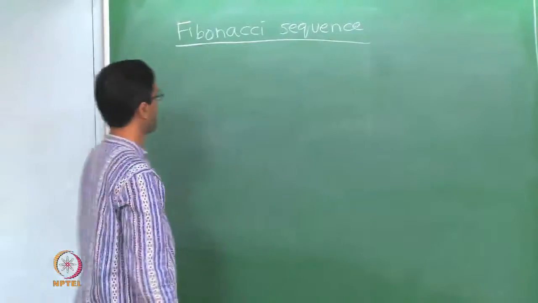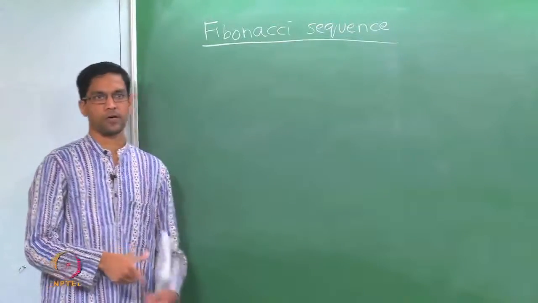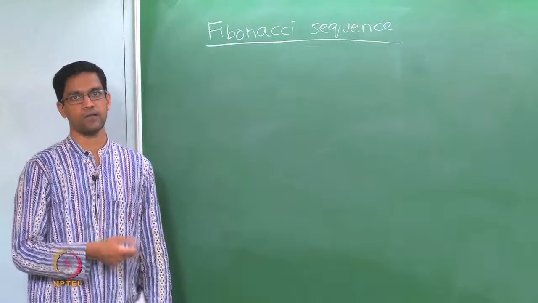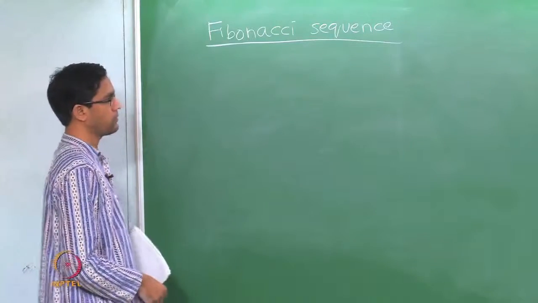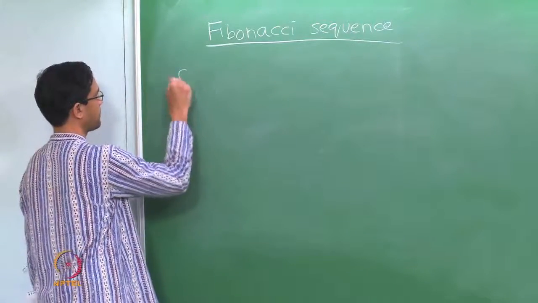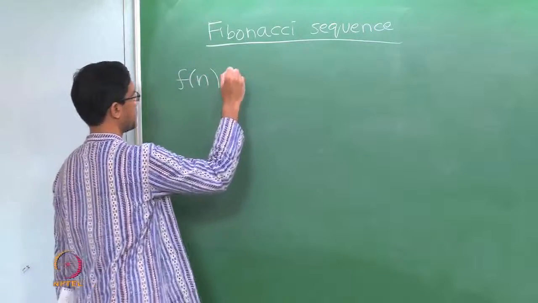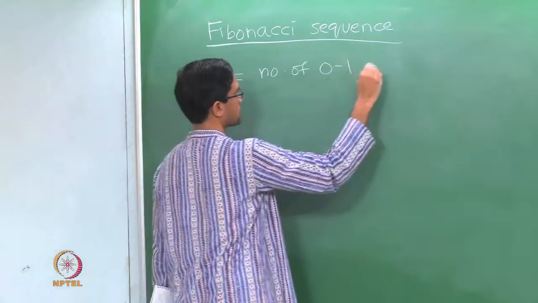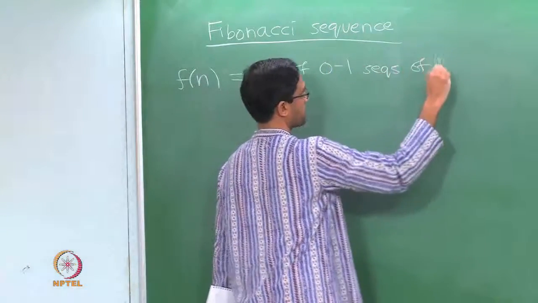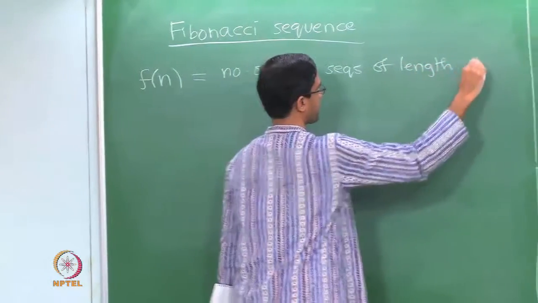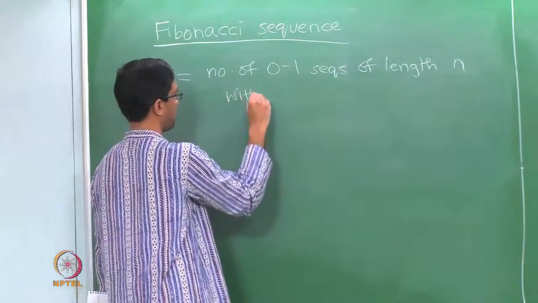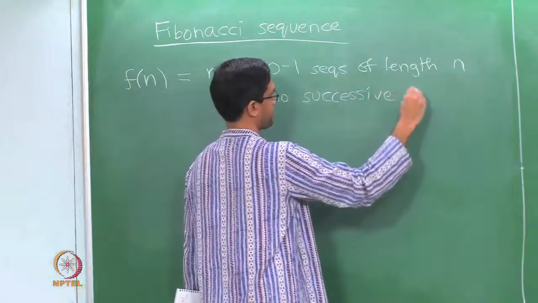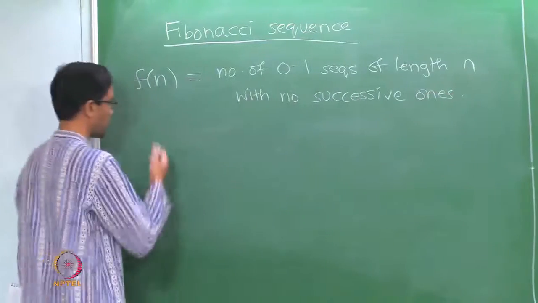Okay, welcome back. Last time we talked about a problem of combinations with restrictions: counting the number of 0 1 sequences which have no two successive ones. We called that f of n, the number of 0 1 sequences of length n with no successive ones, and we tabulated the first few values of f of n.